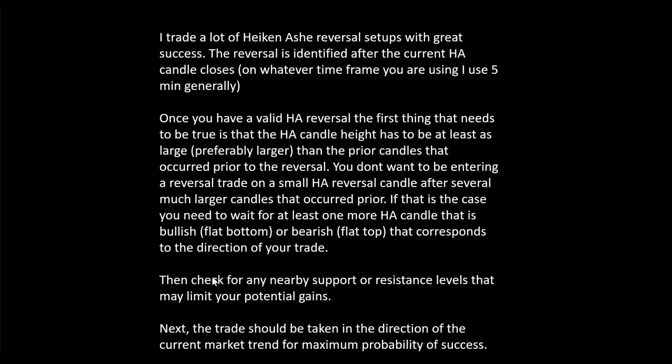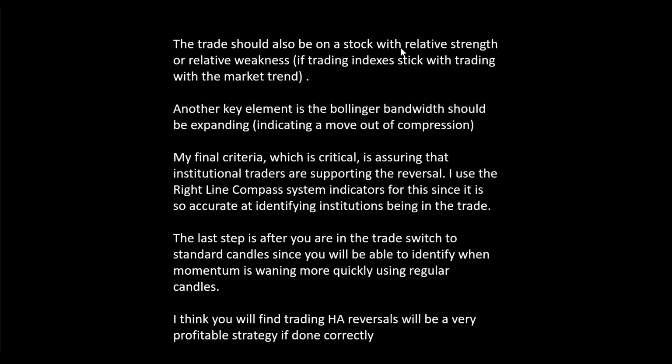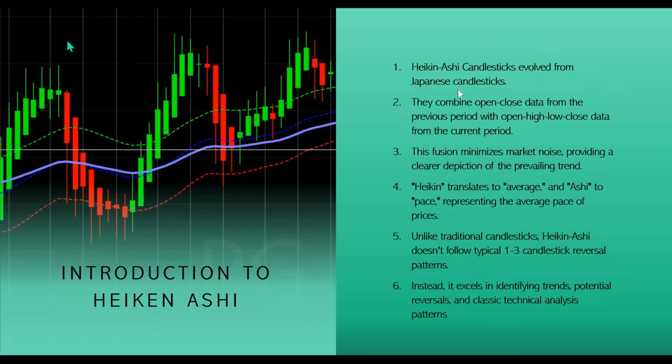This just goes along with checking for support and resistance, knowing how close you are to that. That's obvious, just some technicals that you would do for any trade. Again, take stock of relative strength. Bollinger Bandwidth expanding basically means it's coming out of compression. That's something you look at as well. And obviously you want to know that the institutions are in there. Again, I use the SPY super system for that. I think you're going to find these Heiken-Ashi reversals are going to be very profitable, and if you don't use them, this is going to help your trading. This is just kind of an introduction to Heiken-Ashi in a little clearer format.